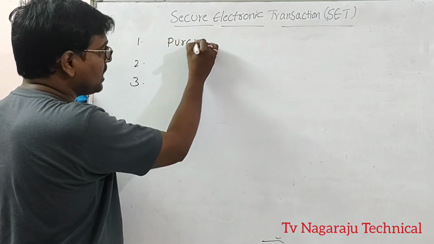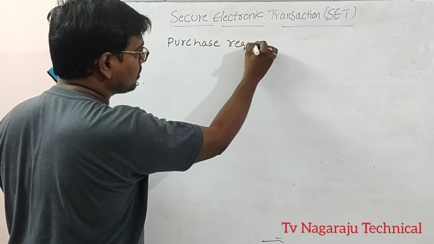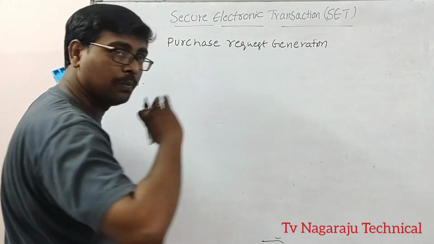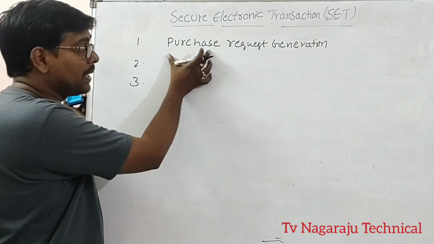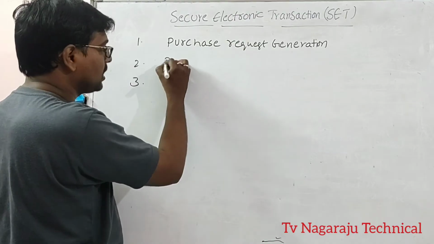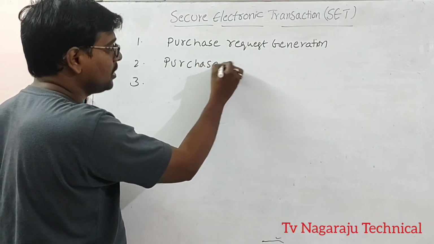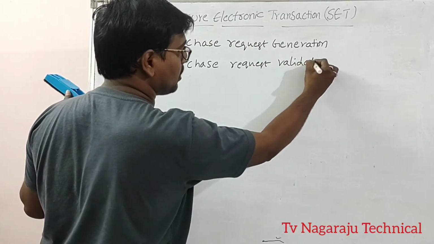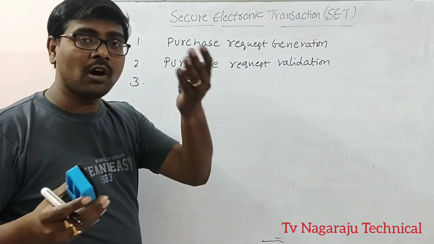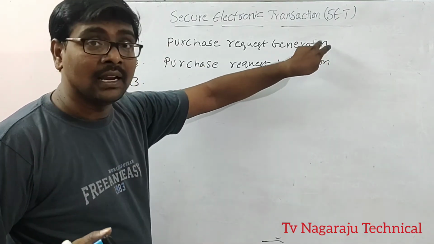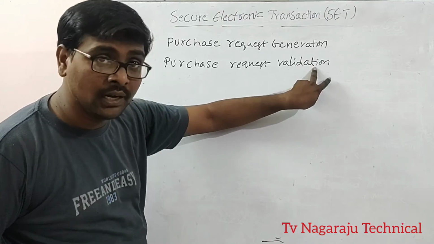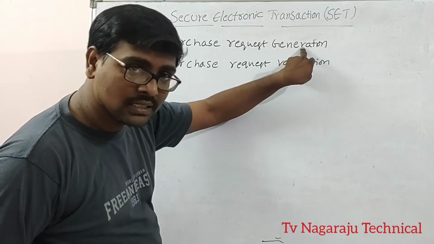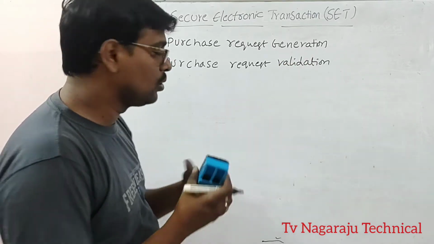One is purchase request generation. I have three steps you need to do for completion of the complete transaction. Purchase request generation. After request generation, you need to do purchase request validation. First, the request form is generated by the client and received by the merchant. The merchant has to validate. You got my point? The client, that is the customer, generates it, and the merchant has to validate.